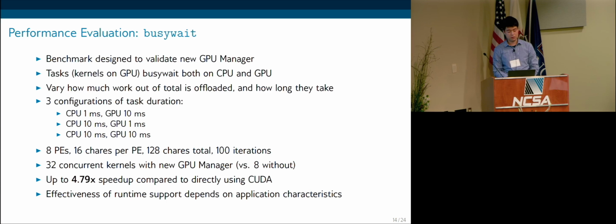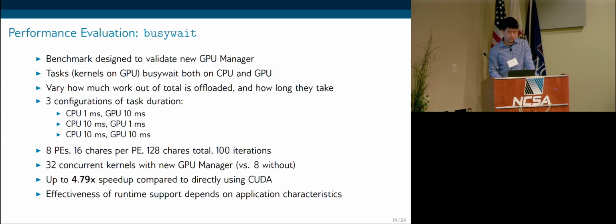So here we have tasks or kernels that busy-wait both on the CPU and the GPU. And here we vary how much of the total work is offloaded to the GPU, and also how long they take on each of the devices, either on the CPU or on the GPU. So we have 3 task configurations. One is when the task runs faster on the CPU than on the GPU. The second is when the task runs faster on the GPU. And the last is when the tasks run the same time on both devices.